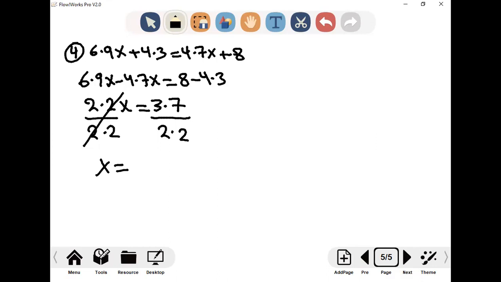3.7 divided by 2.2, it is 1.68, right? Do we have something like that? Yes. 1.68, which is part B.